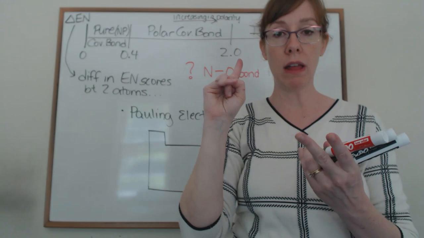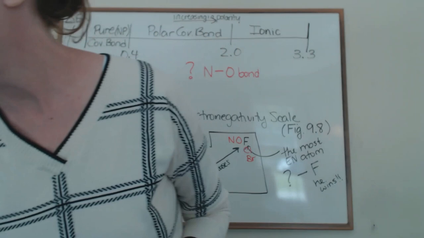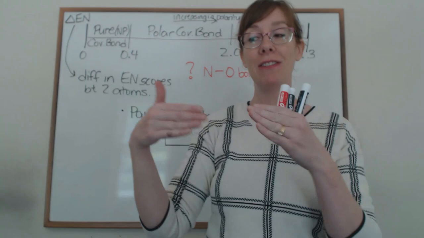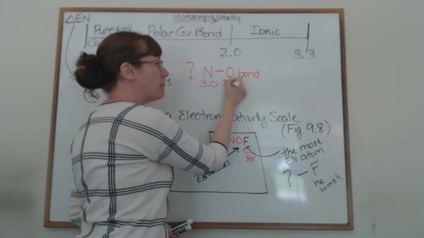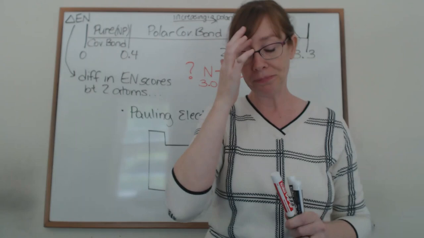You're going to look up your electronegativity scores. Nitrogen scores a 3.0. Oxygen scores a 3.5. So this is a measure of how hard they pull. This is their electronegativity scores. So oxygen does pull harder.